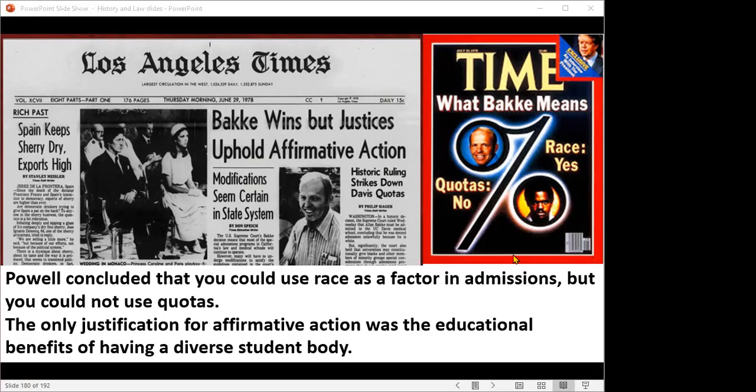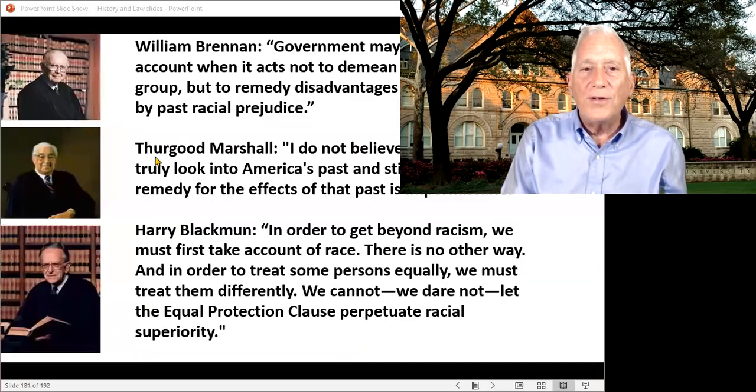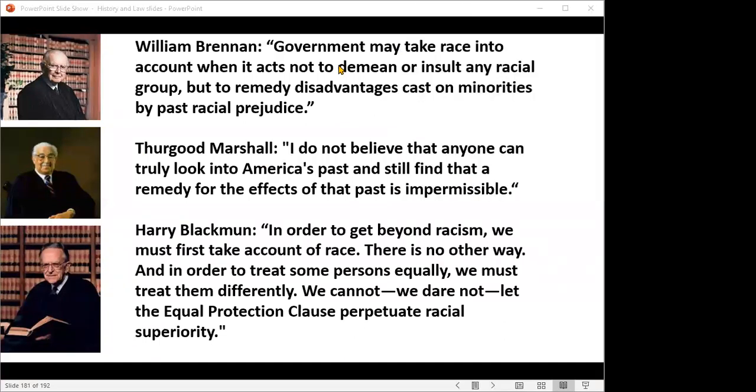And that's up to the educational institution or the other institution to make their own decision. Is this part of our mission to have diversity? And if so, and if it's a reasonable goal and desire to have diversity, the court ruled you could use affirmative action to get it. We can look at some of the liberal concurrences, which would take it even further.